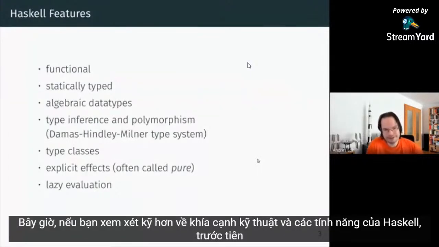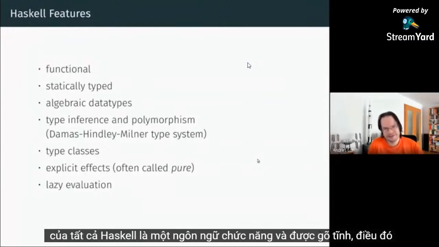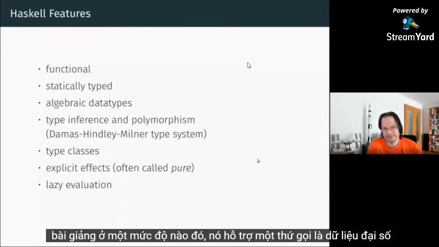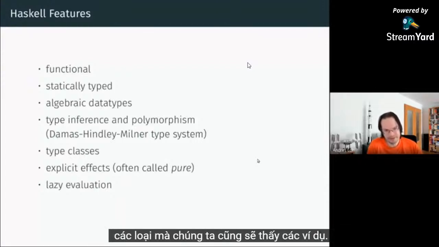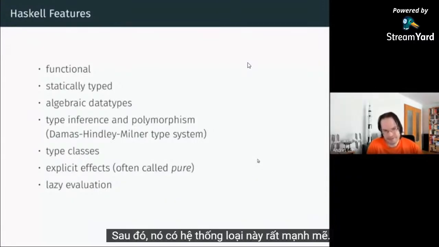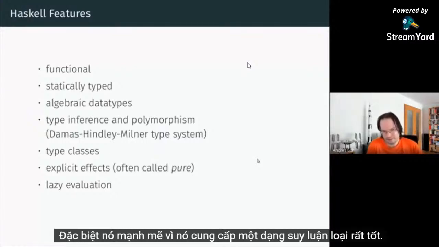Now, if we look more at the technical side and the Haskell features, first of all, Haskell is a functional and statically typed language. What that means, hopefully we'll be able to make clear already during this lecture to quite some extent. It supports something that's called algebraic data types, of which we'll also see examples. Then it has this very powerful type system. In particular, it's powerful because it offers a very good form of type inference.